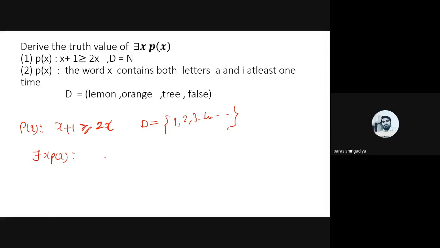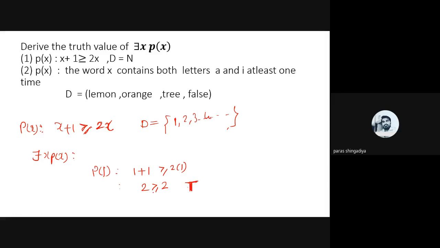Okay, so here we can consider 1. The answer of P of 1 will be 1 plus 1 greater than or equal to 2 into 1. Just replace x with 1 in this predicate, so it will be 1 plus 1 greater than or equal to 2 into 1, and that is 2 greater than or equal to 2. Clear? So 2 greater than or equal to 2, that is equality mentioned in between them. Therefore it is the correct one. That is a true form in mathematics.